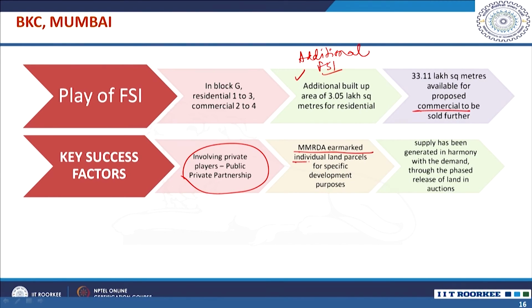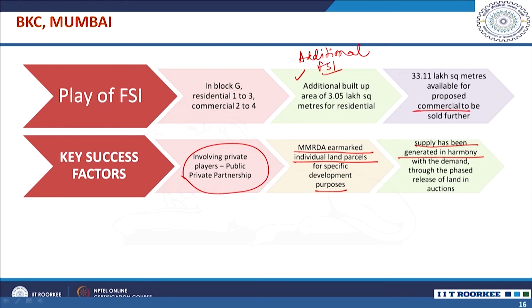MMRDA earmarked individual land parcels for specific development purposes, then auctioned the land, and supply was generated in harmony with the demand through the phased release of the land. This is important because whenever there is a demand for residential, they generated residential plots and auctioned them. Whenever there is a requirement for commercial or institutional plots, those were auctioned. So, these are the kind of appropriateness in decision making during the whole land transaction by a development authority.